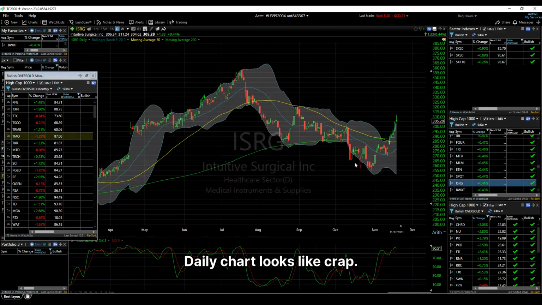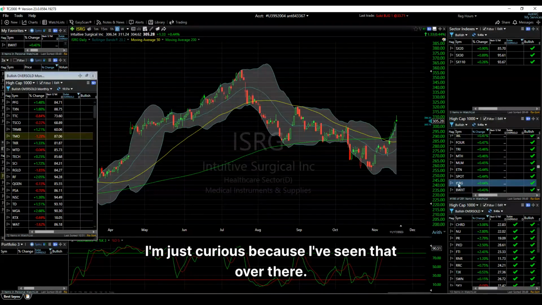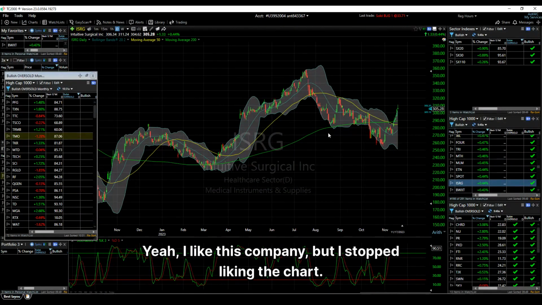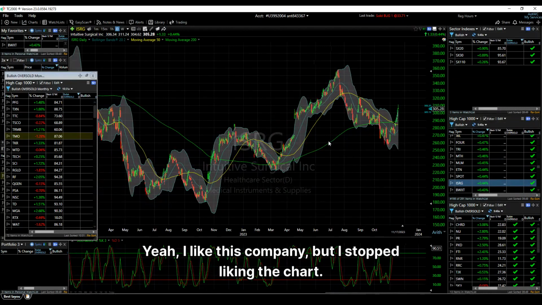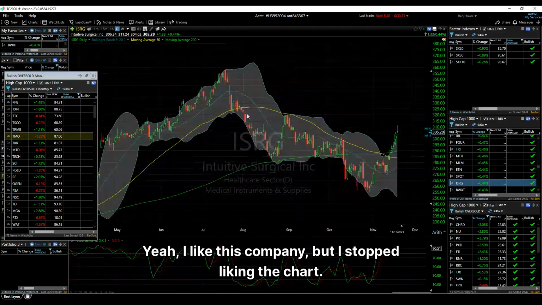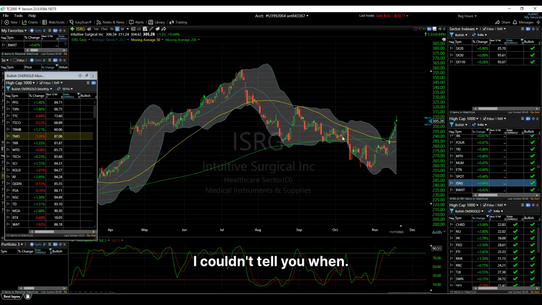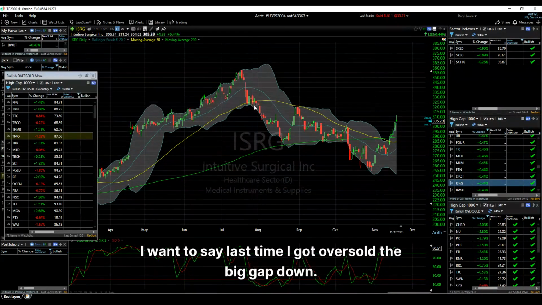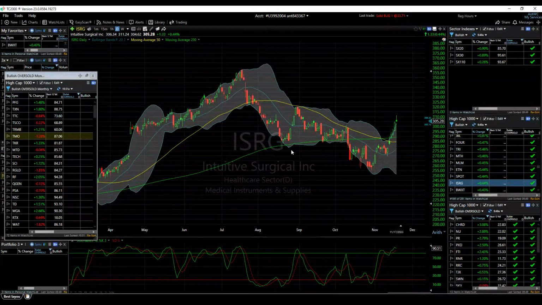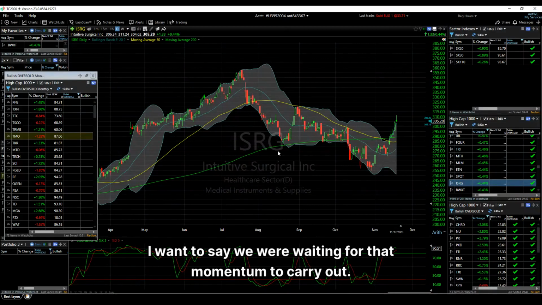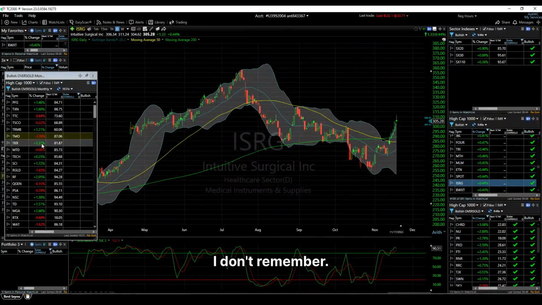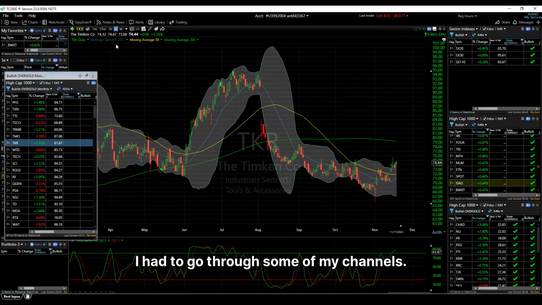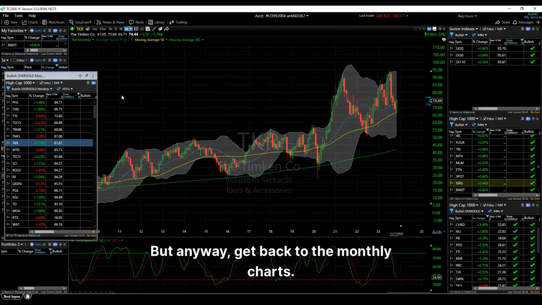Daily chart looks like crap. Curious because I've seen that over there. Yeah, I like this company, but I stopped liking the chart. Definitely crossed under the 200 days, so we were out. But I want to say last time it got oversold, the big gap down, we were waiting for that momentum to carry out. I don't remember. I have to go through some of my channels, but anyway, get back to the monthly charts.